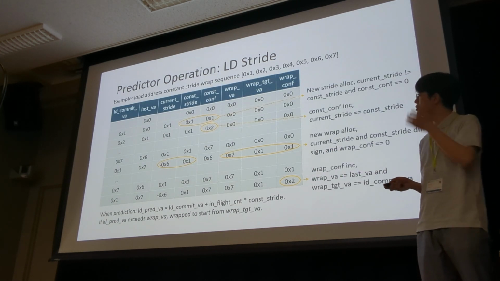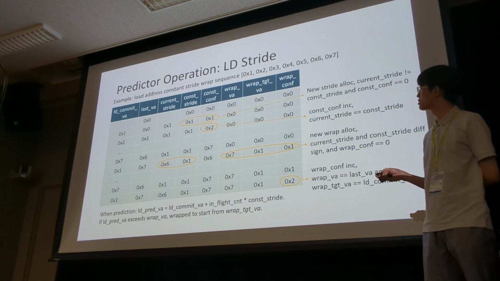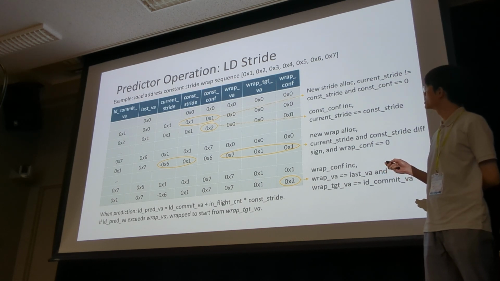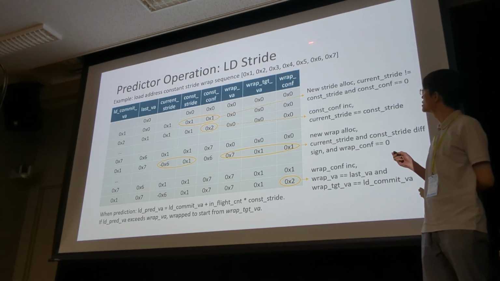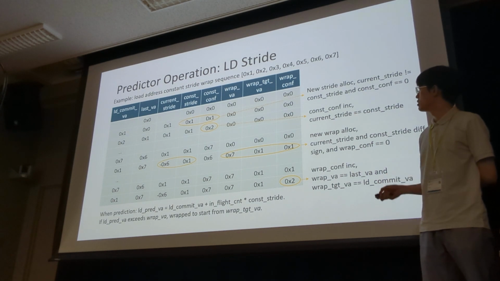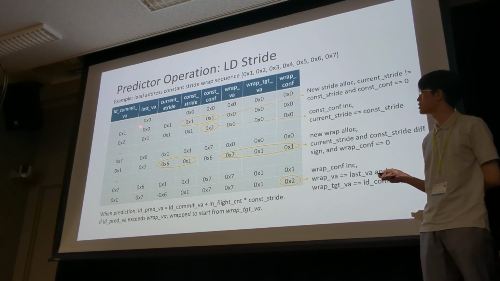So here I show you an example of stride training sequence. The example I show you is constant stride with wrap sequence. The address starts from 1, 2, 3, 4, 5, 6, 7, then wraps again starting from 1. So it's almost like the hardware prefetch for constant stride. The difference of the current commit address and the last commit address will be calculated as the current stride.